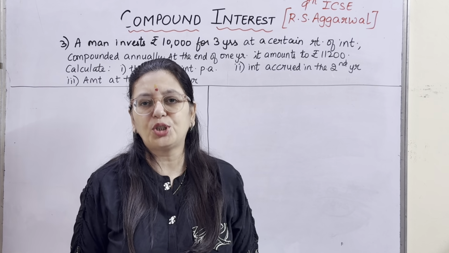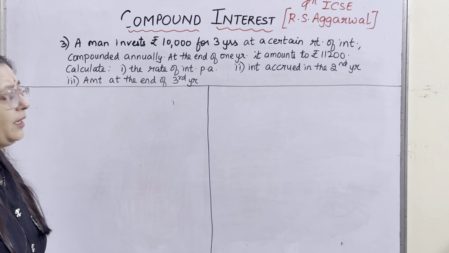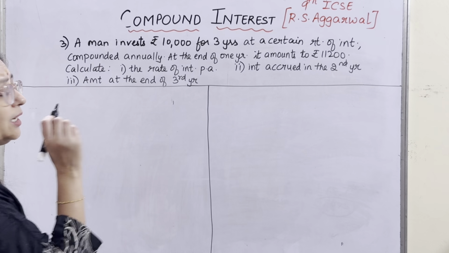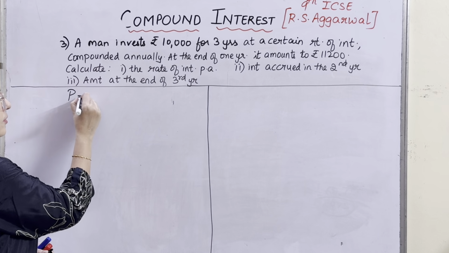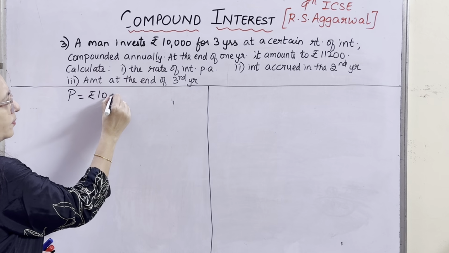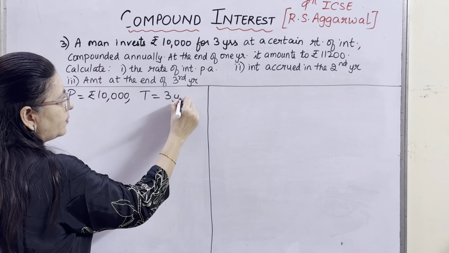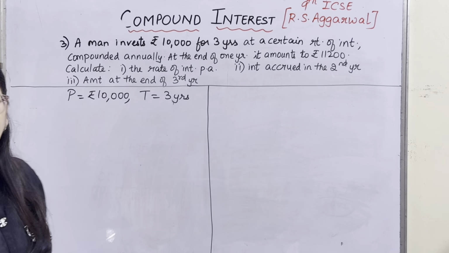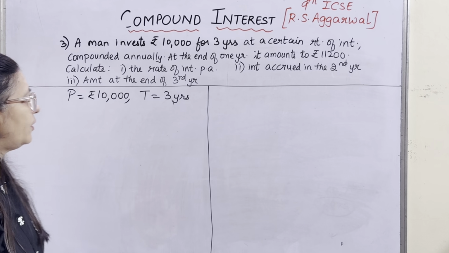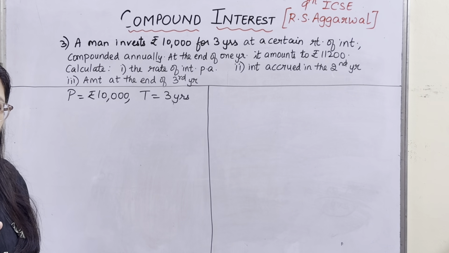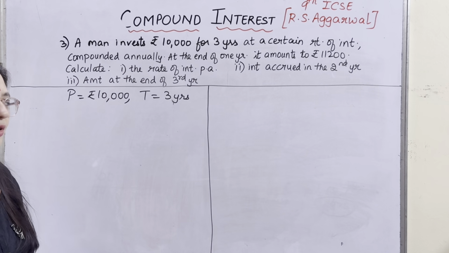Yes, let's go to question number 3. A man invests 10,000 rupees for 3 years. So what is he investing? 10,000. What is that? It is the principal. For 3 years. Time is 3 years. At a certain rate of interest. You don't know the rate of interest. Okay. Compounded annually. That means you have to find the compound interest at the end of each year.